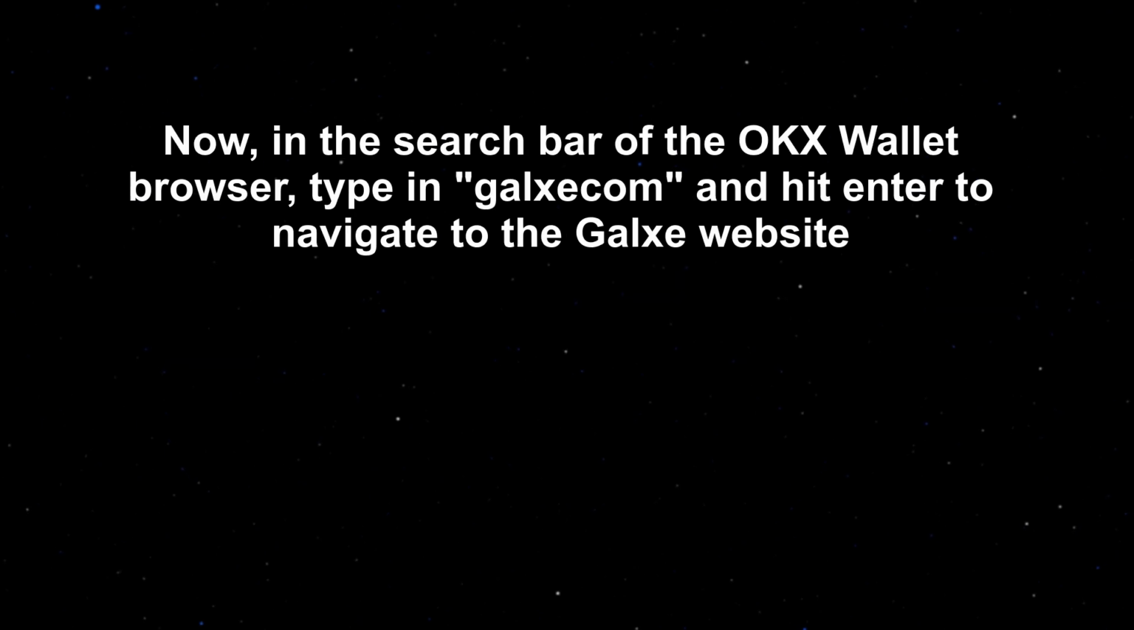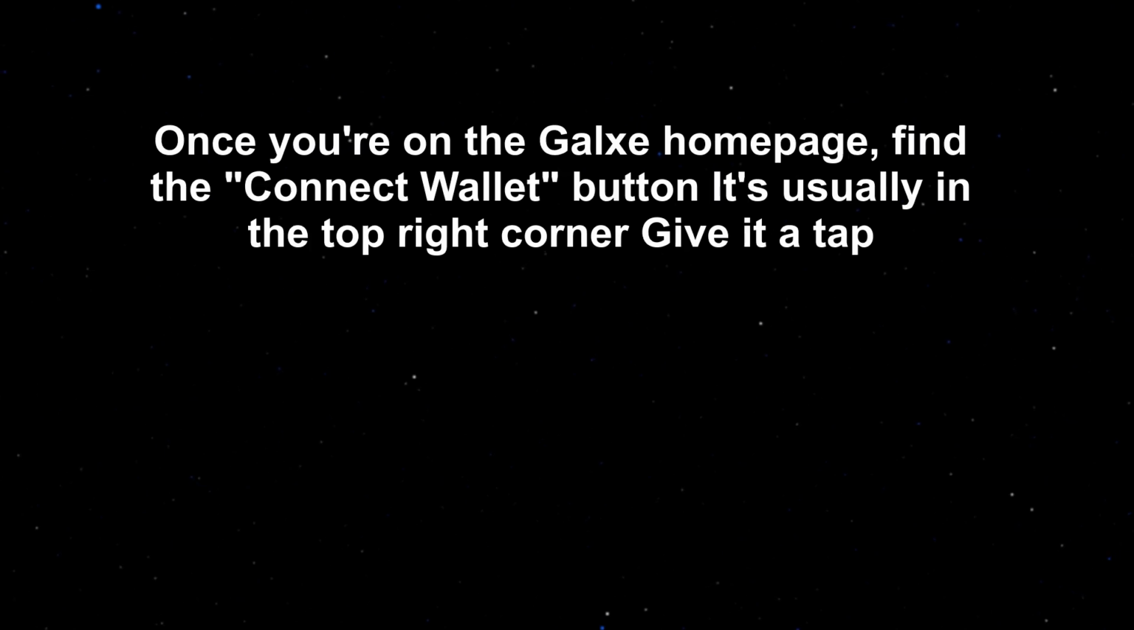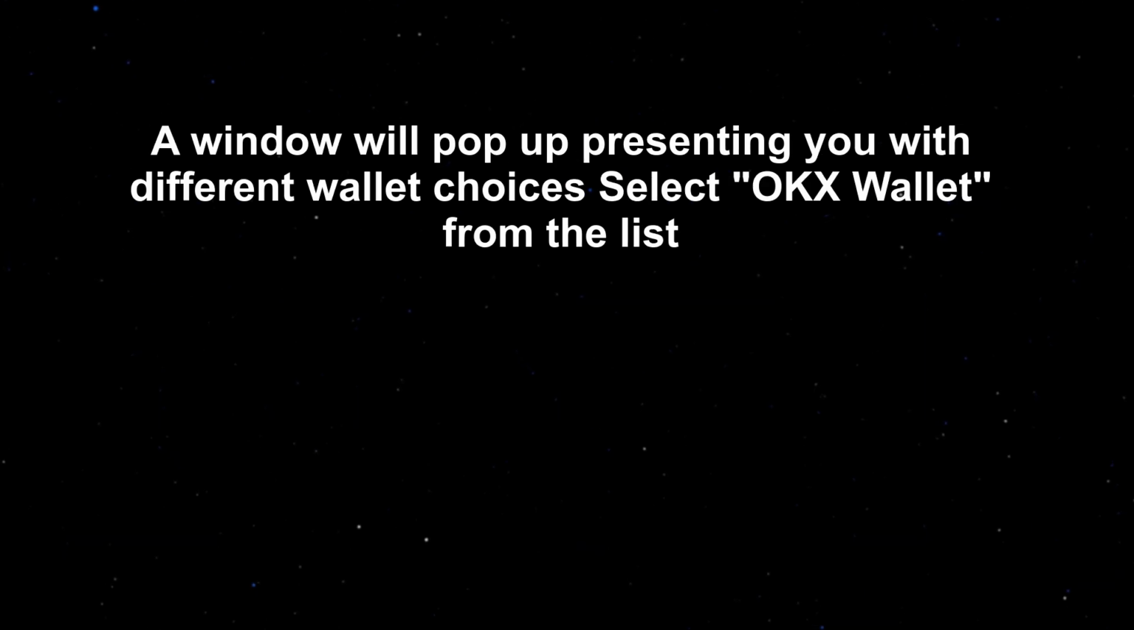Tap on it. Now, in the search bar of the OKX Wallet browser, type in Galxe.com and hit Enter to navigate to the Galxe website. Once you're on the Galxe homepage, find the Connect Wallet button. It's usually in the top right corner. Give it a tap.